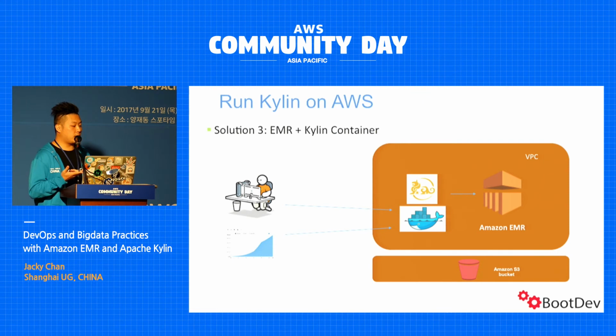So this is the third solution that we provide: we run native EC2 with an auto-scaling group, of course, and a Docker container of Kylin to manage the EMR nodes.